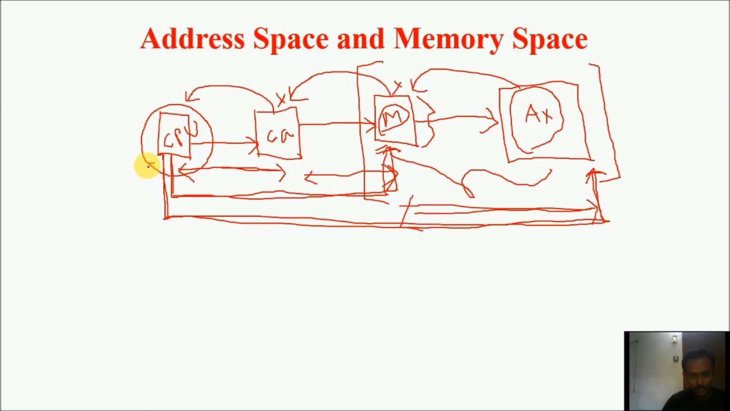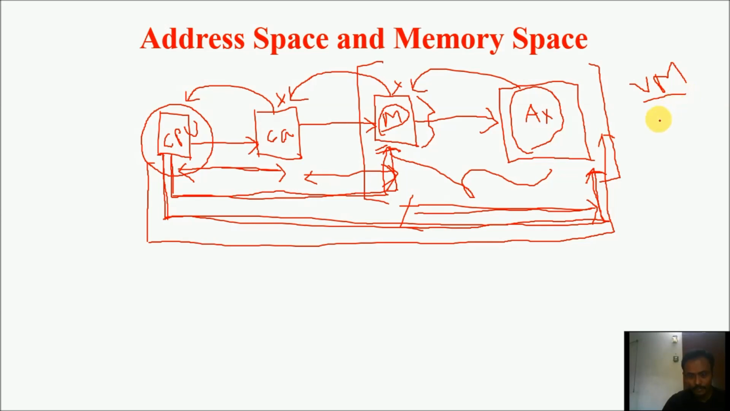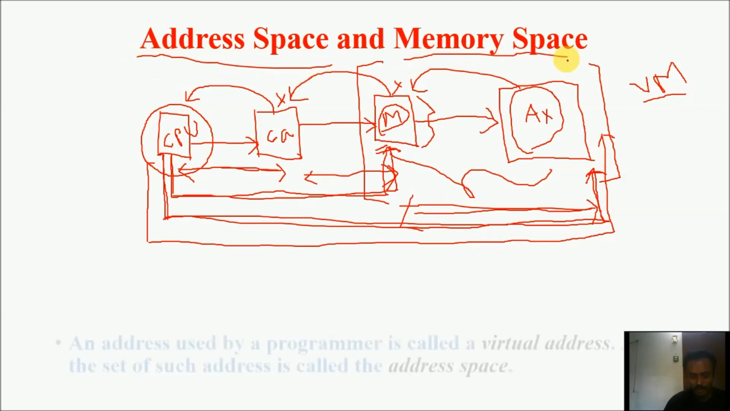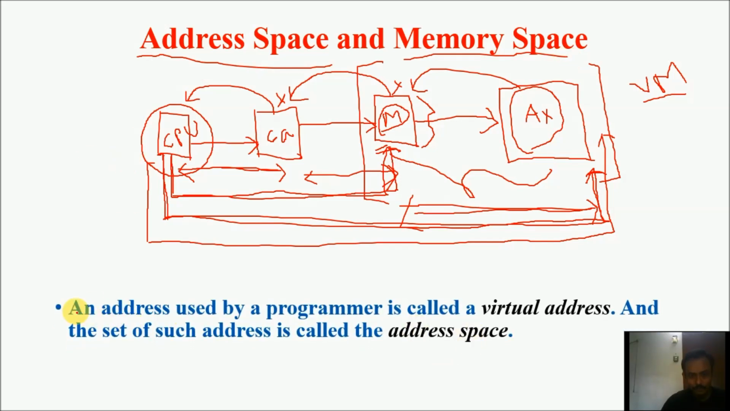So when a programmer writes a program, he need not think about the size of the main memory. Without thinking about the size of the main memory, the programmer can generate addresses as large as possible. If your computer supports a virtual memory system, then only this facility will be available. If we can understand this concept, then let's see the definition of address space and memory space.